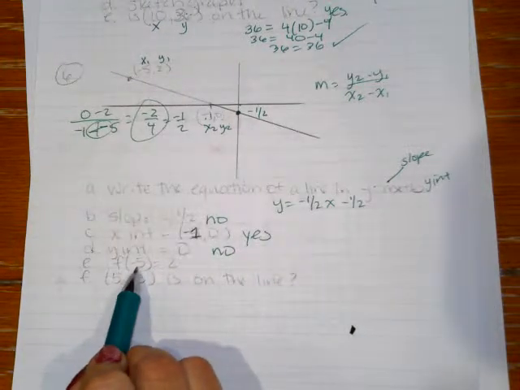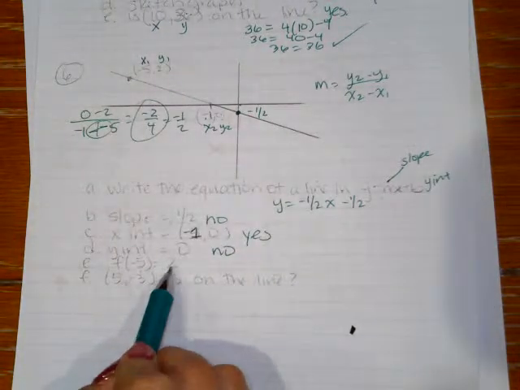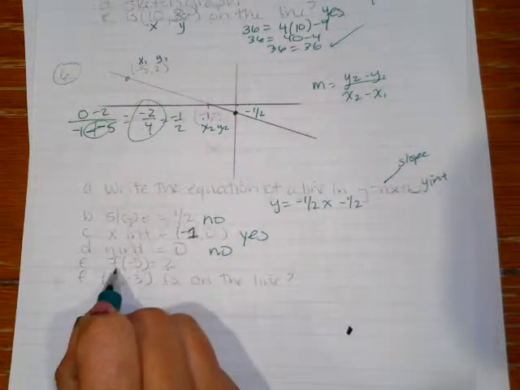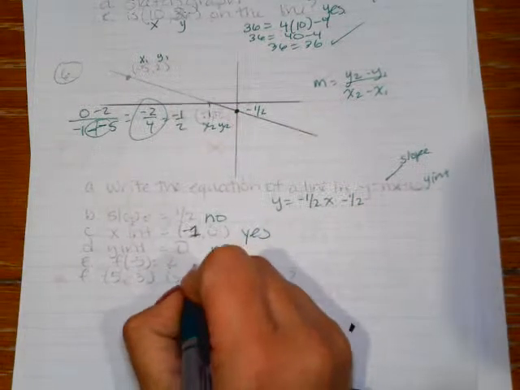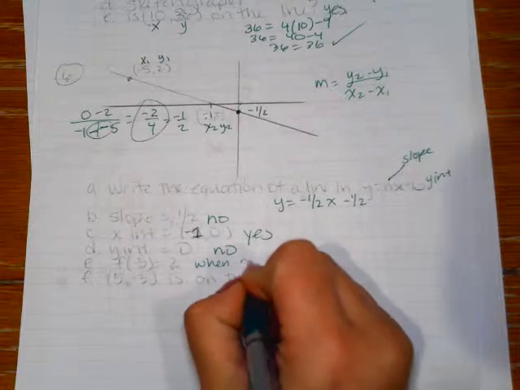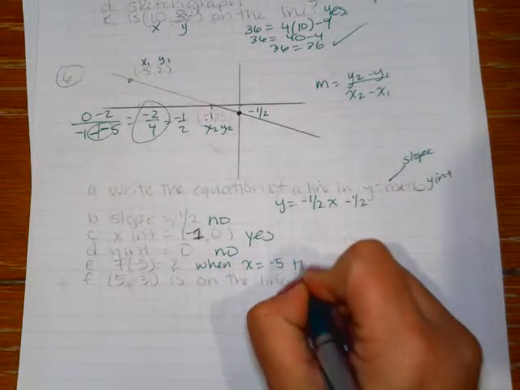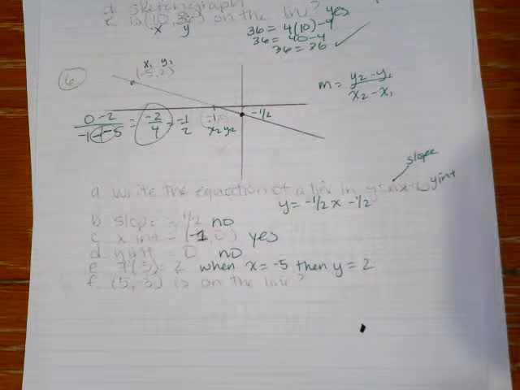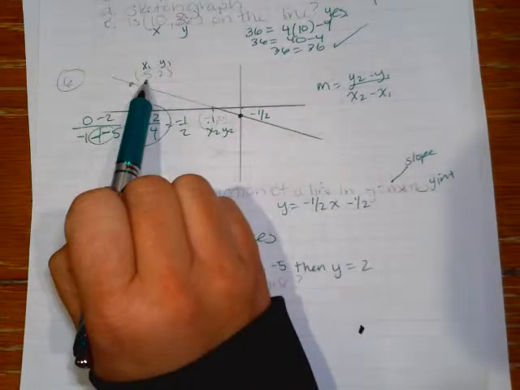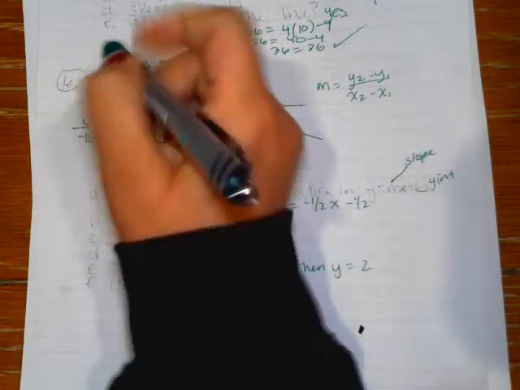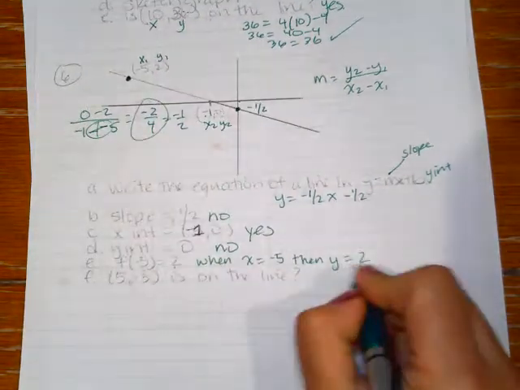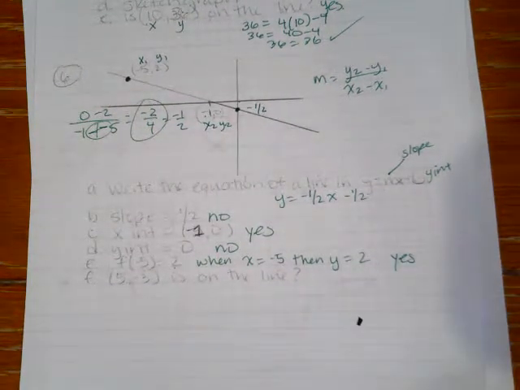Does f of -5 equal 2? So some of you guys are still confused on this. What this says, that says f of -5 equals 2. This says when x is equal to -5, then y is equal to 2. Is that true? When x is equal to -5, y equals 2. Yes, it does. It's on the line. That point was given to you. So that's a yes. Again, these can be true, falses, yes, nos.